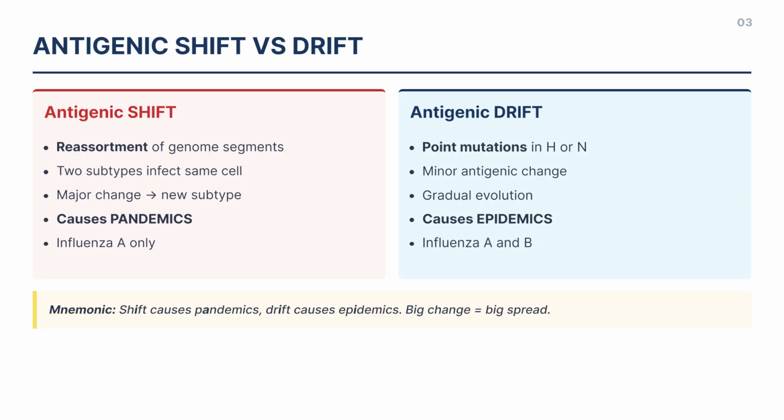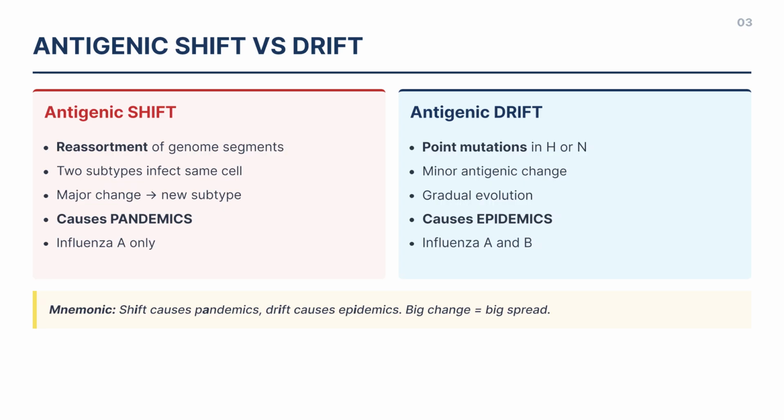Antigenic shift involves reassortment of genome segments when two different subtypes infect the same cell. This causes a major sudden change in the virus, producing a new subtype to which the population has no immunity. Antigenic shift causes pandemics and occurs only in influenza A.